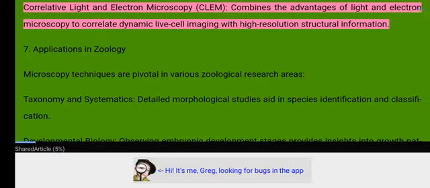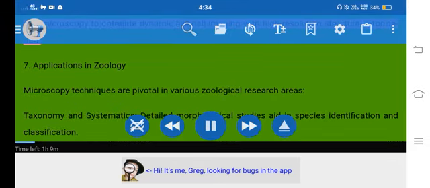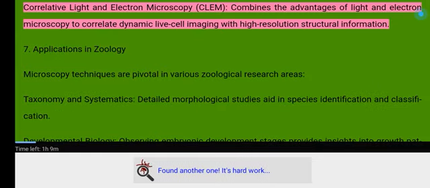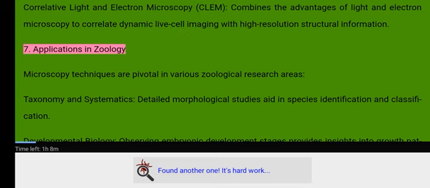Correlative light and electron microscopy (CLEM) combines the advantages of light and electron microscopy to correlate dynamic live cell imaging with high-resolution structural information. 7. Applications in zoology.